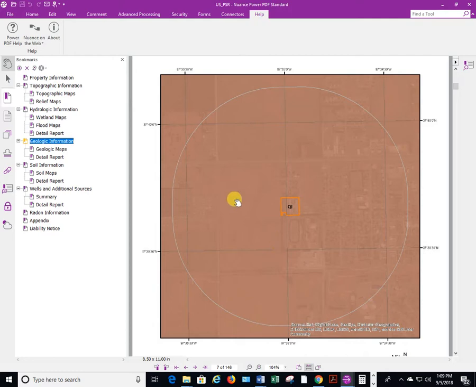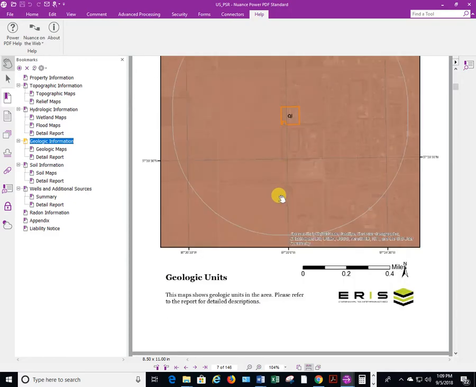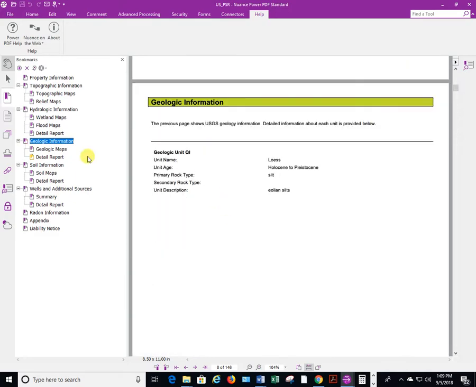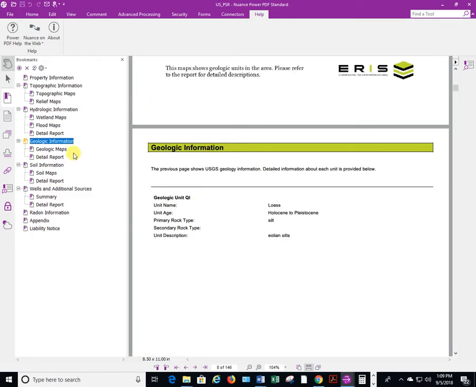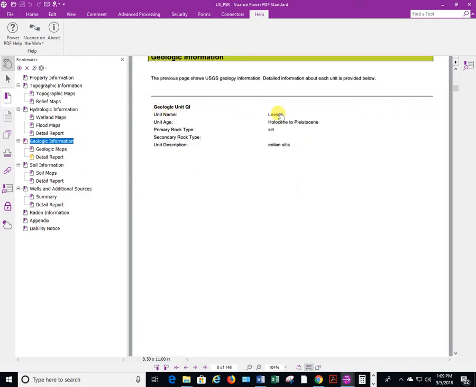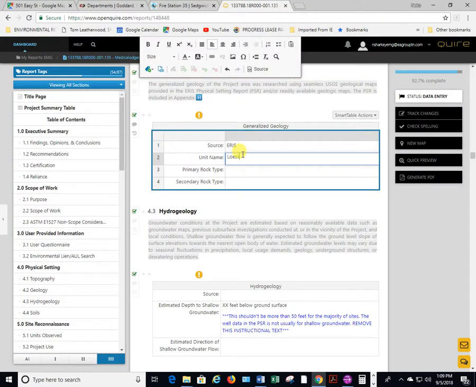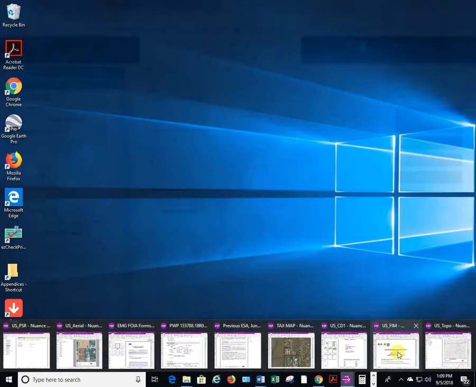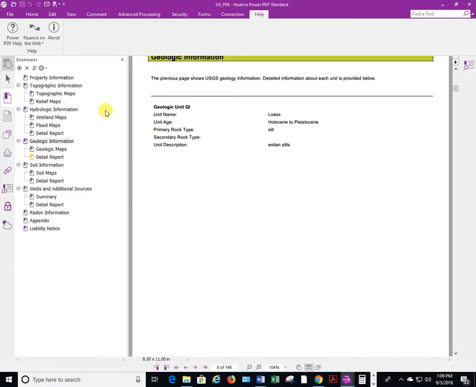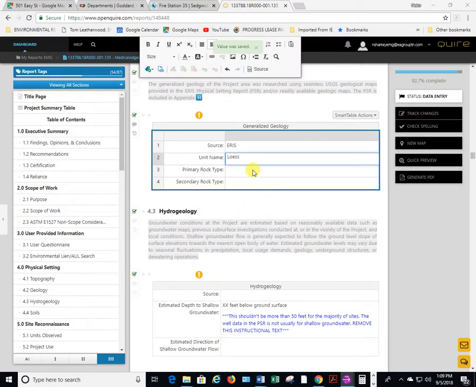It gives me this kind of map here, and it doesn't have much information but just this QL here. But that's my property drawn right there. They don't have all of it drawn, but that's not a big deal to me. But they do tell me what the QL stands for. Okay, I'll just come down to the next page here. Unit name is Lois, so that's what I'm going to type in to this block. Primary rock, I go back to my physical settings report. Primary rock type, it says silt. Gave you that information.